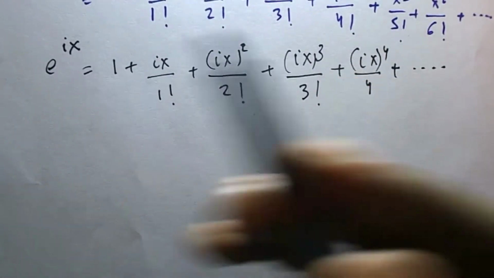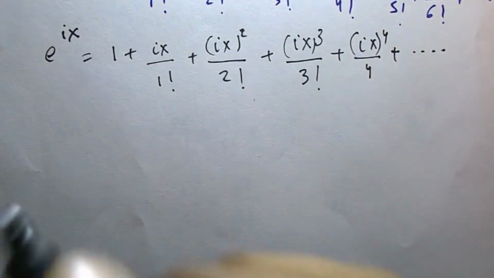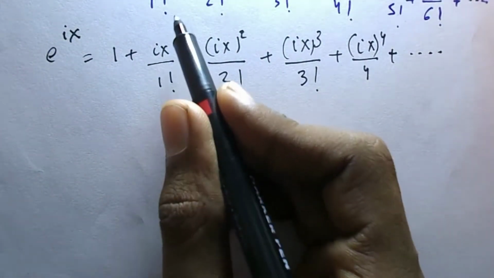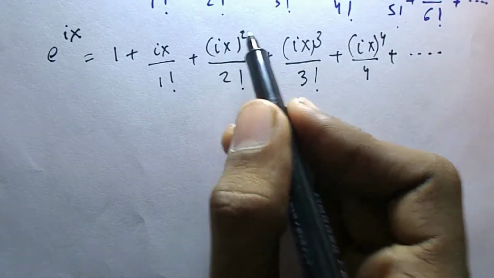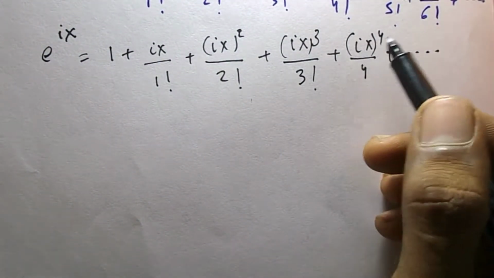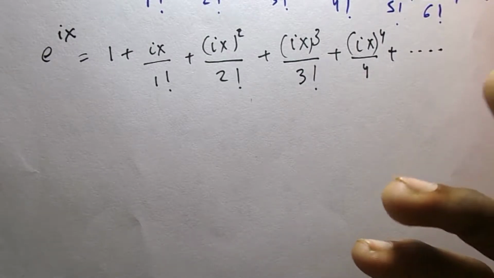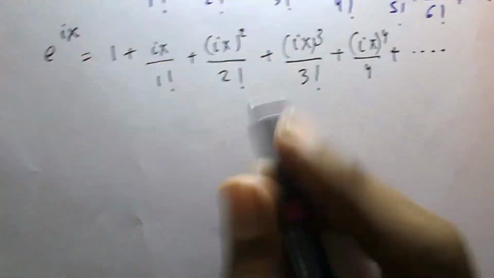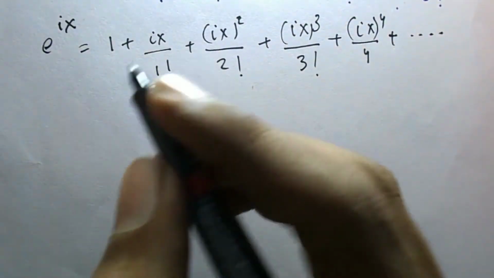Now one thing you need to note, which I've shown in my previous videos, is the powers of i. The second term contains i to the power 1. The third term contains i squared. The fourth term contains i cubed. The fifth term contains i to the power 4. I just made a mistake in saying that earlier. And so on, this would continue.